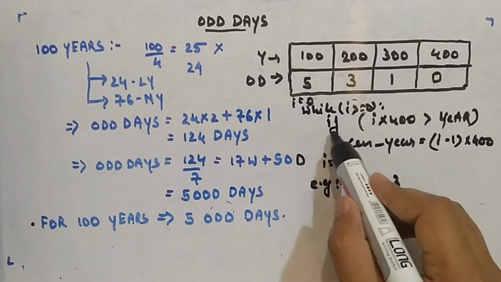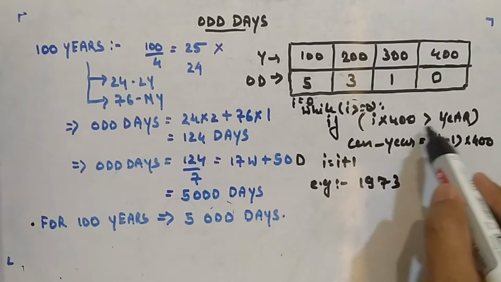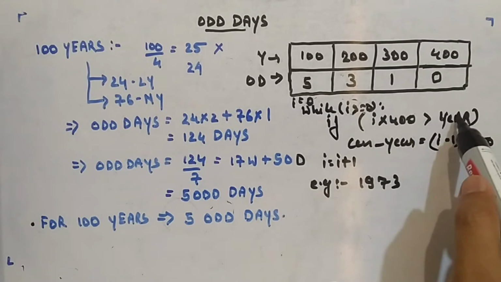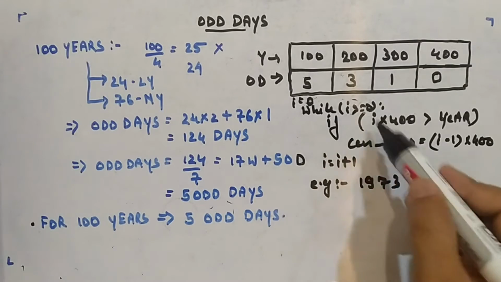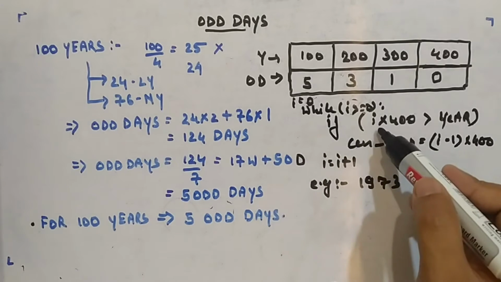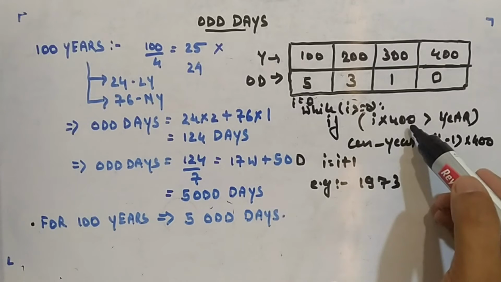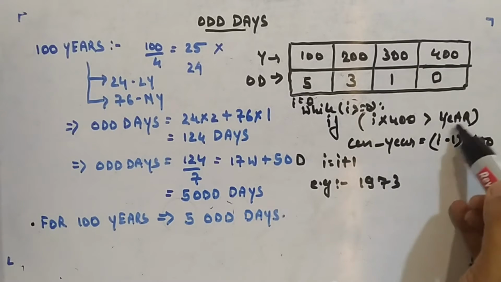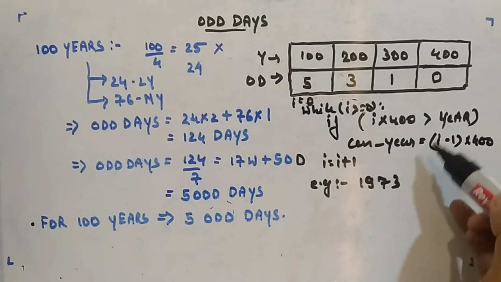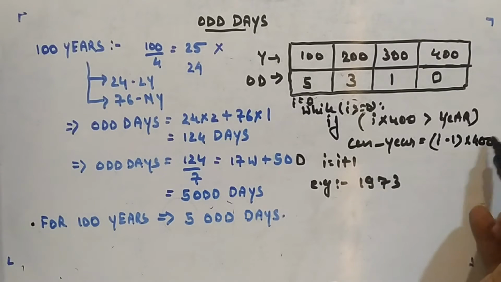Then again for I equal to 1, it will check whether it is working or not. So it will be 400, this will be 1972, again this is not greater, so it will increase. At I equal to 4 you can see 1600, for I equal to 5 this will become 2000, and this is greater than 1973. So this will be executed.